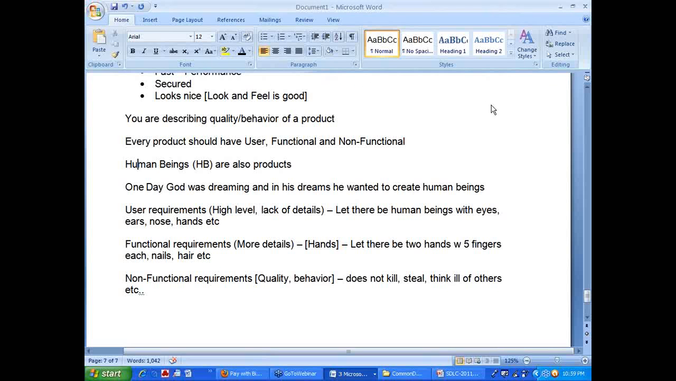So user requirements are high level, lacking details. Functional requirements have lots of details, but if there are 100 functional requirements that you write, all 100 should map back to one or more user requirements. Similarly, non-functional requirements, which talk about the quality and behavior of a product, even these requirements should map back to user requirements.